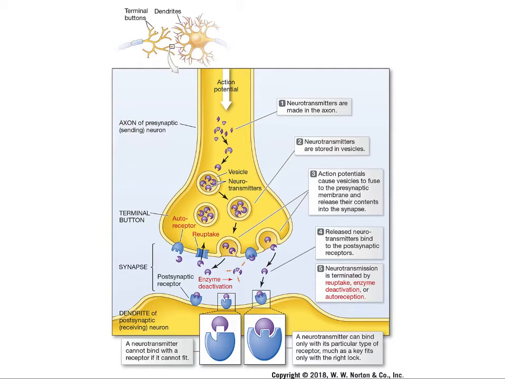Neurotransmission is terminated by reuptake, enzyme deactivation, or autoreception. If you've heard the term reuptake before, it's part of an SSRI. It is an antidepressant. A selective serotonin reuptake inhibitor causes there to be more serotonin left over in the synapse, thus increasing the amount of serotonin, which they believe leads to greater happiness.